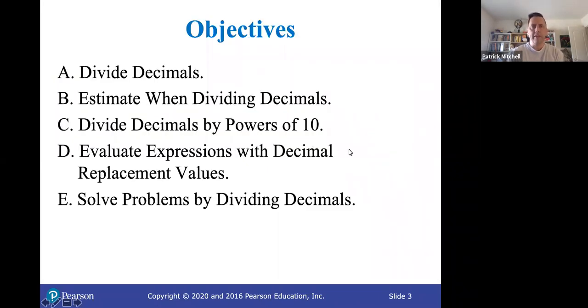So the objectives in this section are to divide decimals and estimate when dividing decimals, divide decimals by powers of 10, evaluate expressions with decimal replacement values, and finally solve problems by dividing decimals.